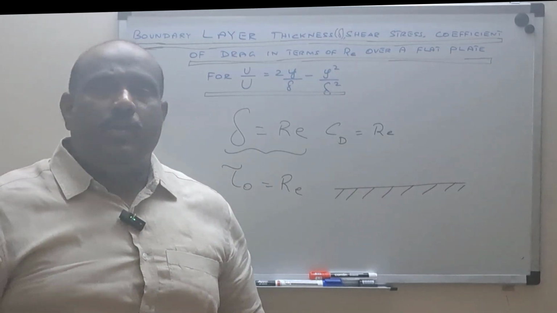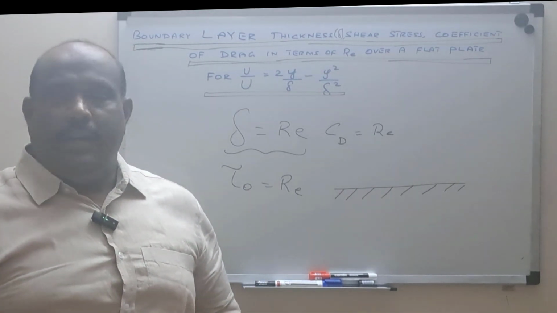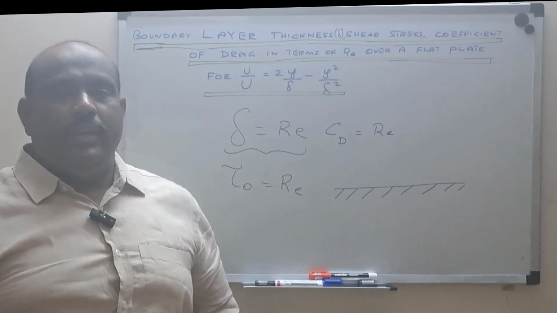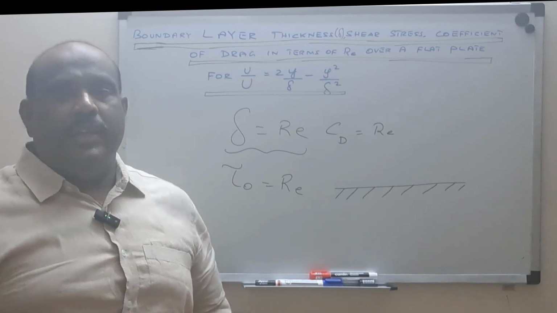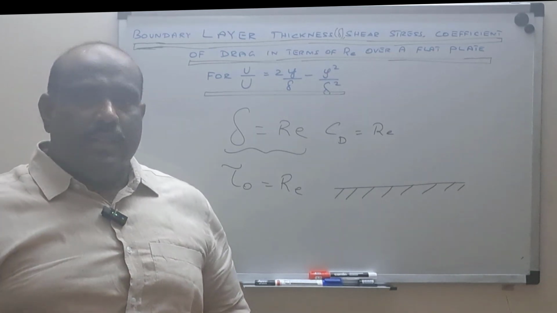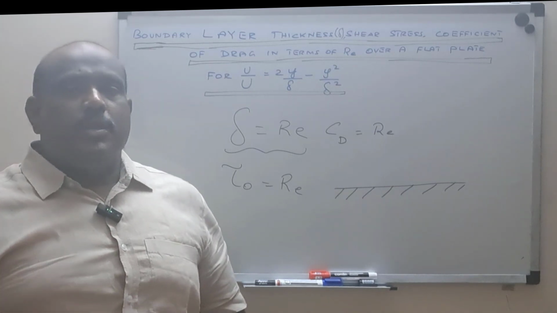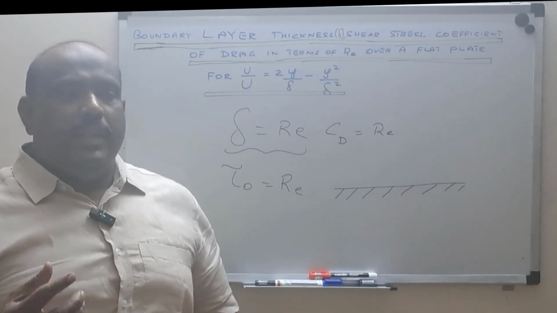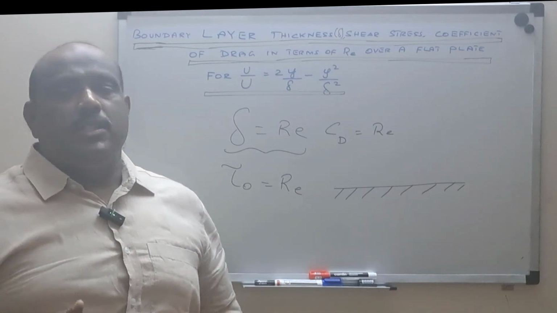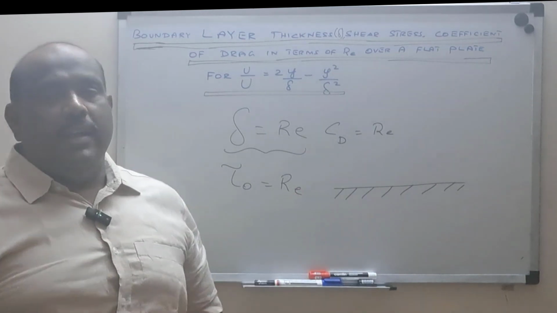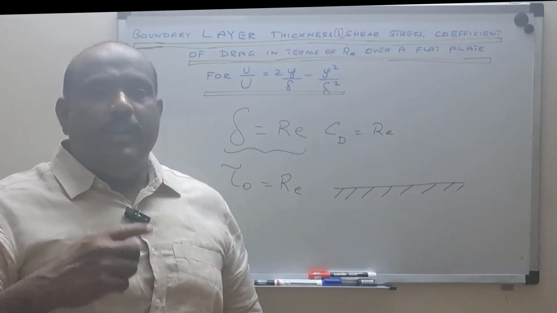I will repeat once again. Now let us consider a flow is going to happen over a flat plate. So it's a real fluid. A boundary layer thickness will be formed. So what will be the relation between this boundary layer thickness and the corresponding Reynolds number? Similarly, what will be the relationship between the Reynolds number and the shear stress, namely the tau naught, as well as the relationship between the coefficient of drag and Reynolds number for the velocity profile in between the boundary layer.